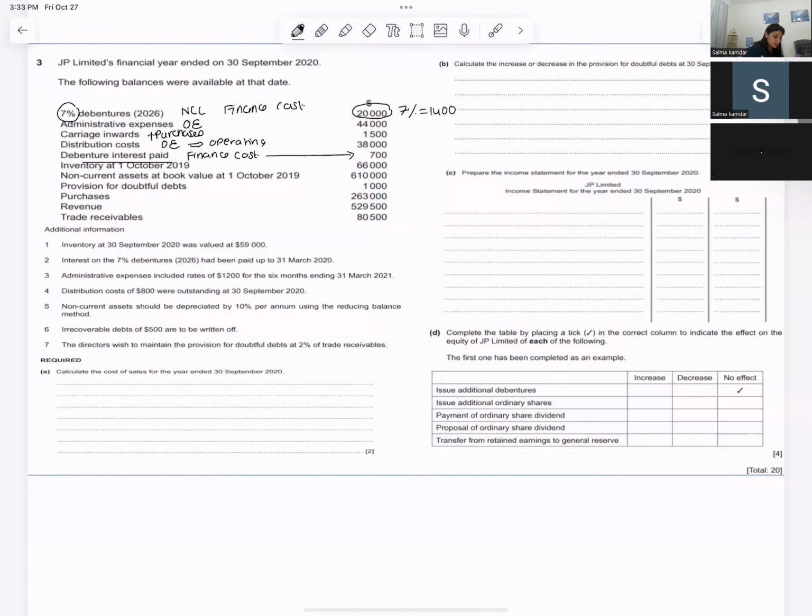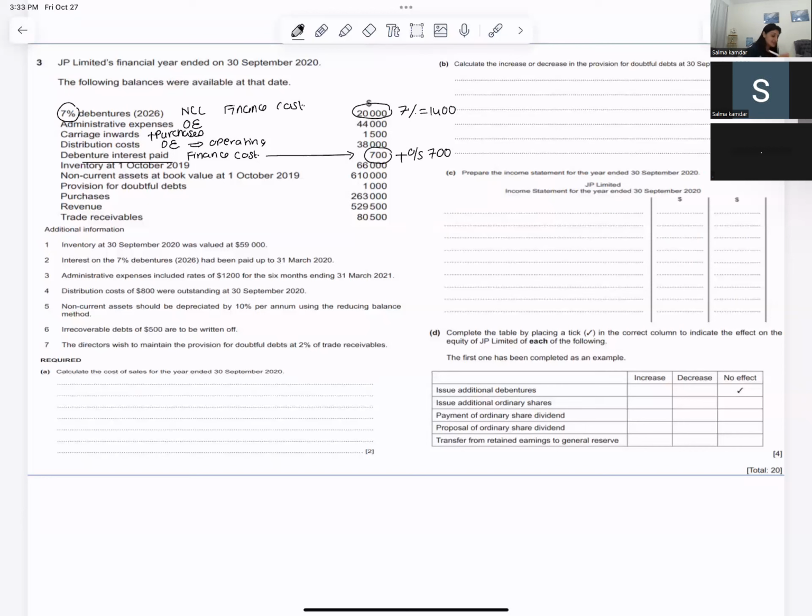7% of 20,000 is 1,400. So your debenture interest is 1,400, but you have paid how much? 700. So we can subtract 700, and the outstanding is 700.